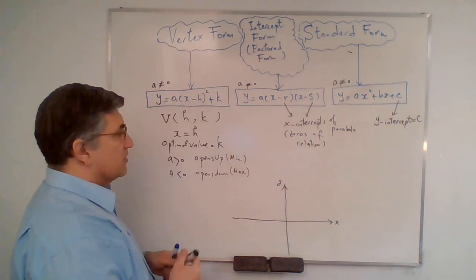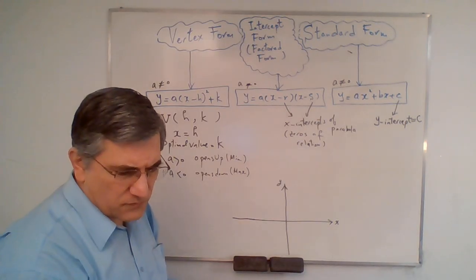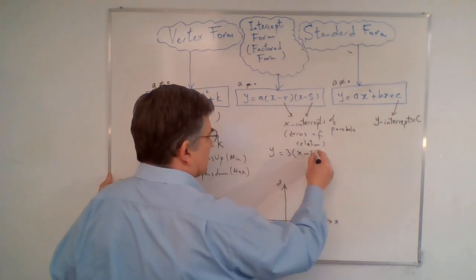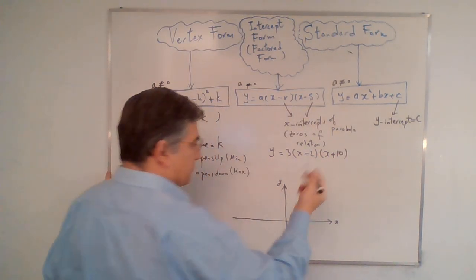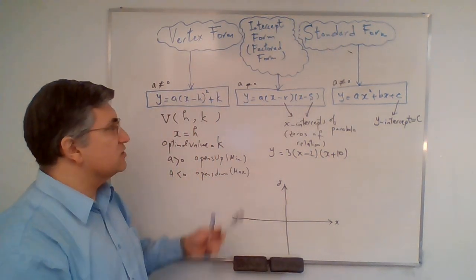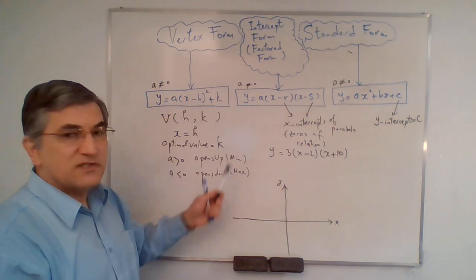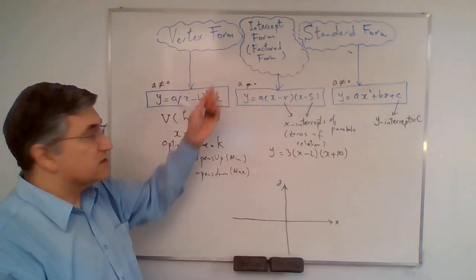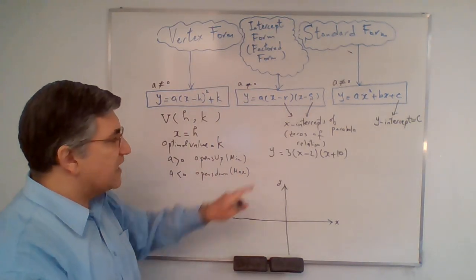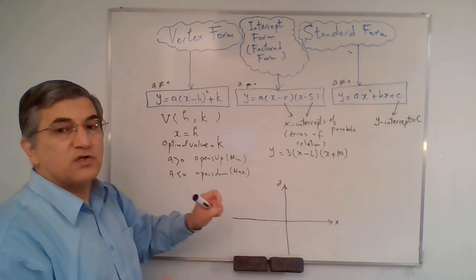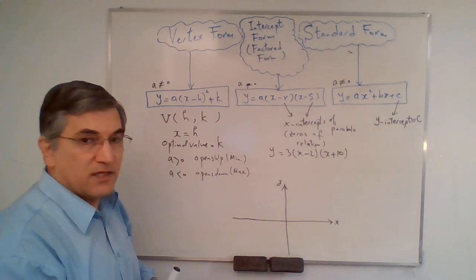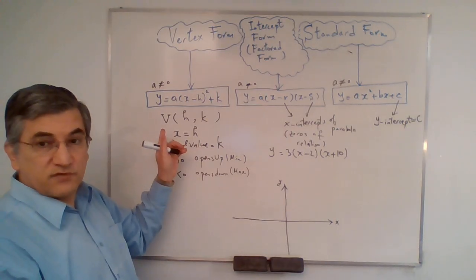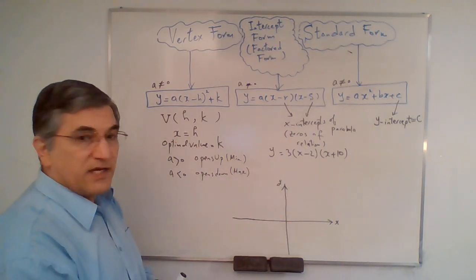Now, let's say we have a quadratic relation whose equation is y equals 3 times x minus 2 times x plus 10. This is a quadratic relation in factored form or intercept form. By looking at the equation, the advantage of this form is that you can tell where the x-intercepts of the parabola are. You can't tell where the vertex is right away, as we used to do in vertex form, but you can tell what the x-intercepts are.